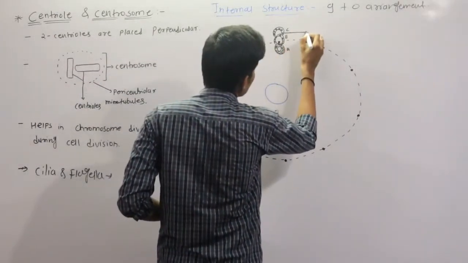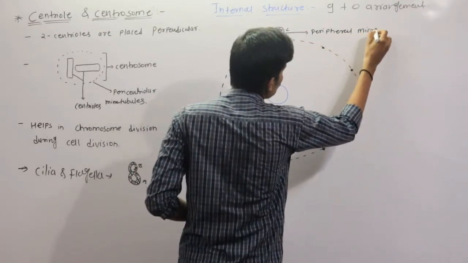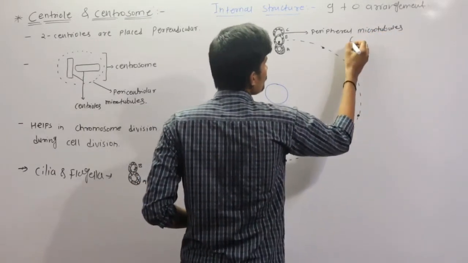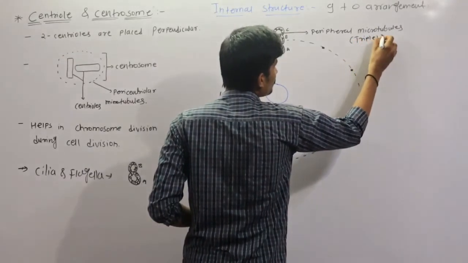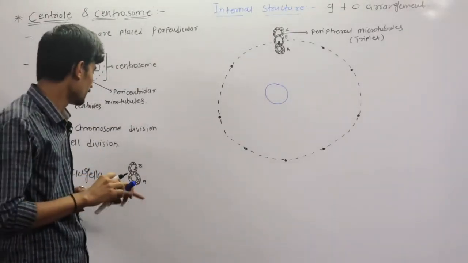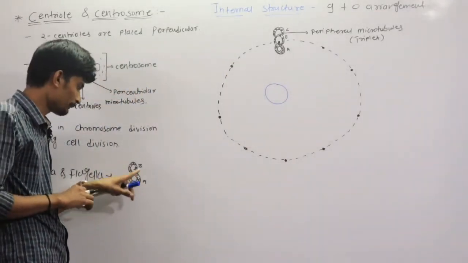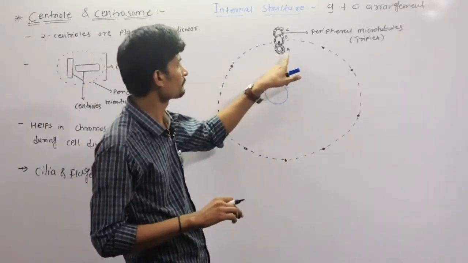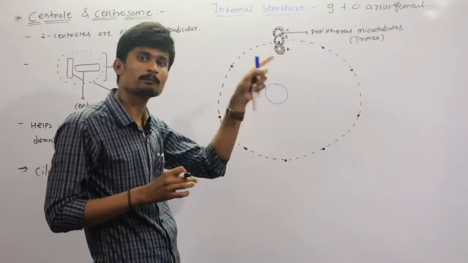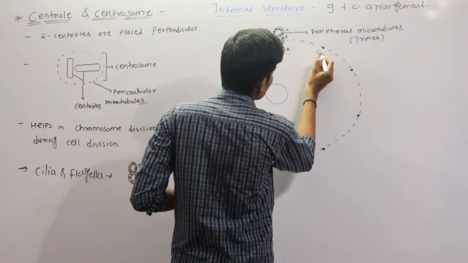These are the peripheral microtubules in the form of triplets. Triplet microtubules here, whereas in cilia and flagella there are doublet microtubules. In the doublet, A has 13 protofilaments and B has 10 protofilaments. Same here: A is made up of 13 protofilaments, B of 10 protofilaments, and C of 10 protofilaments. So in total there are 9 peripheral microtubules.